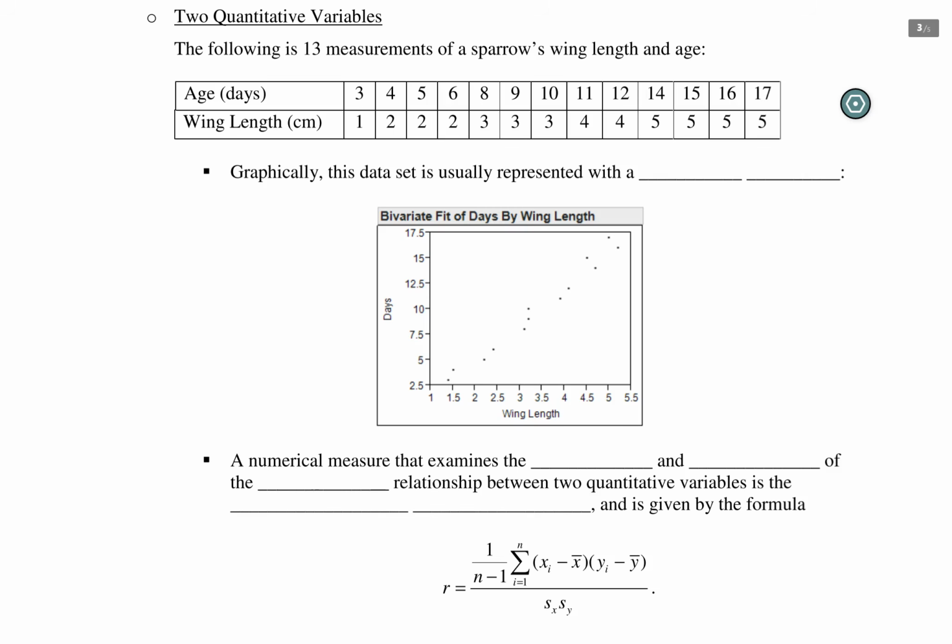Now, two quantitative variables. Okay, so here is some data to motivate this scenario. Some data from 13 sparrows, and it was their wing length and the age. So very young sparrows there. If you look at the age, the wing lengths were changing pretty rapidly over that short time span. And so we're looking here at two quantitative variables. The age is one quantitative variable and wing length is the other. Graphically, usually this is represented with a scatter plot.